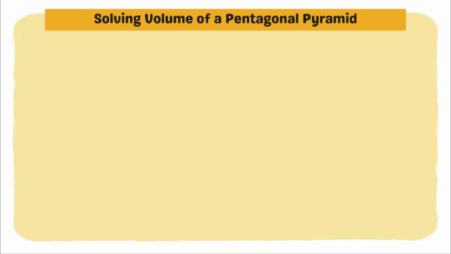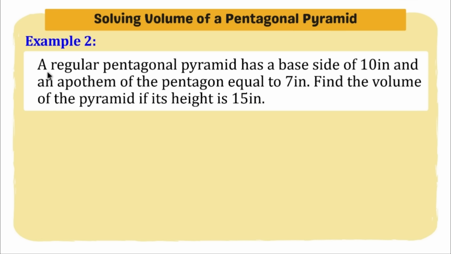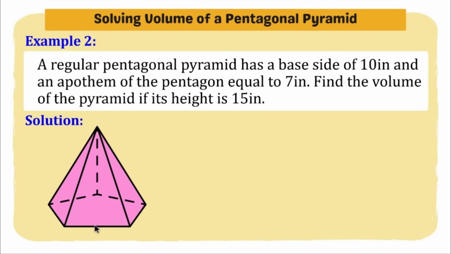Okay, let's have another example. This time, let's have solving volume of a pentagonal pyramid. Okay, this will now be example number 2. So our regular pentagonal pyramid has a base side of 10 inches and an apothem of the pentagon equal to 7 inches. Find the volume of the pyramid if its height is 15 inches. Okay, in our solution, we can now draw the pyramid. So we have here the pentagonal pyramid with the base of a pentagon.